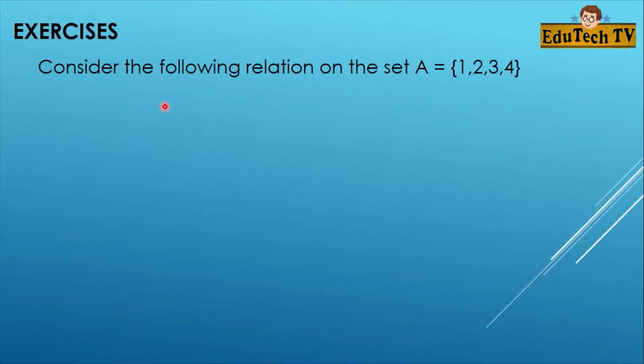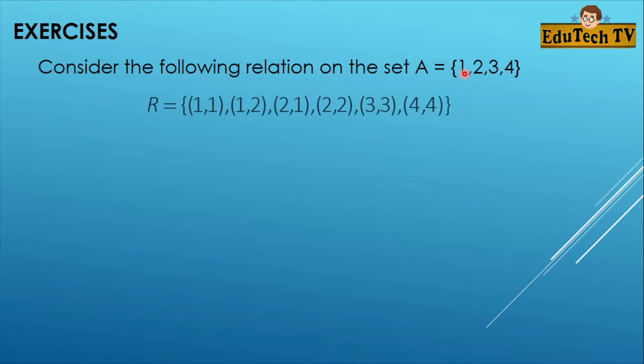Another exercise. Consider the following relation again from set A whose elements are 1, 2, 3, and 4. So this relation: 1, 1, 1, 2, 2, 1, 2, 2, 3, 3, and then 4, 4. Is this one reflexive? Okay. So dapat meron tayong 1, 1. So meron 2, 2, 3, 3, and 4, 4. So this one is reflexive.